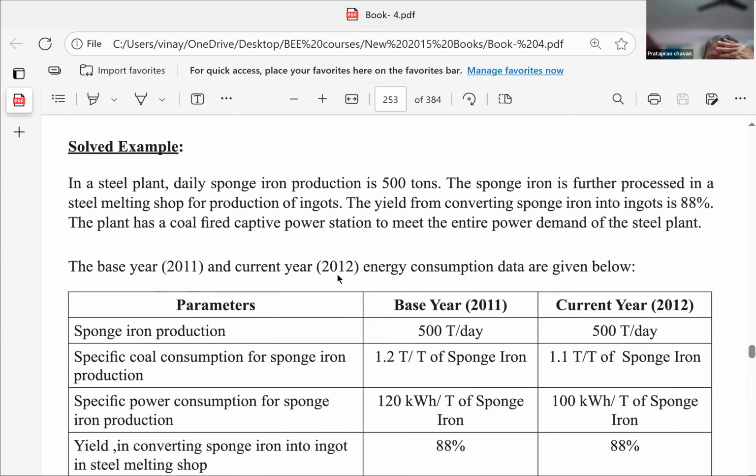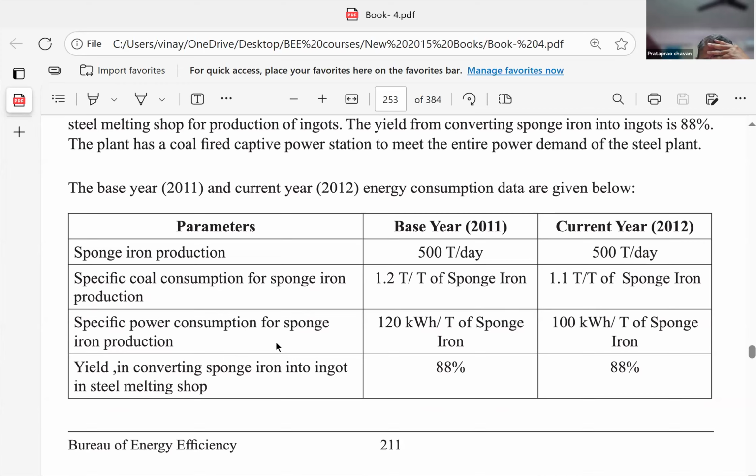Okay, base year is so much, current year is so much. Now you are making an energy consumption data comparison. Base year is 11, current year is 12. Sponge iron production capacity 500. Specific coal consumption for sponge iron 1.2. Here they have improved specific coal consumption. That means the coal used in this year is less than what was used last year. They must have taken some precautions, improvement methods. So instead of 1.2 per ton of sponge iron product, they have used only 1.1.